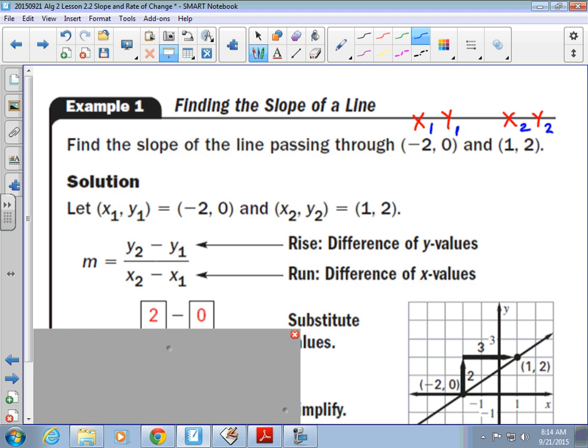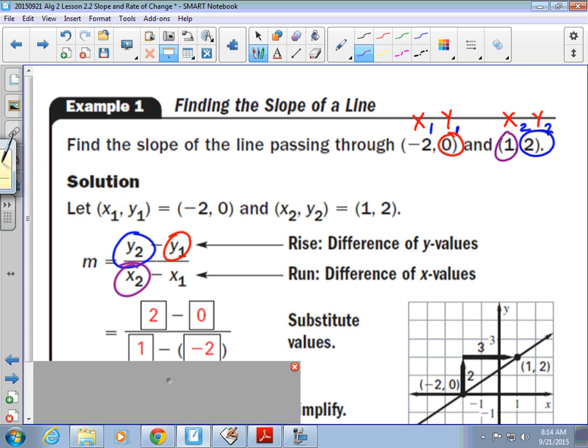So this right here asks for y sub 2. That's this value right here. So 2 minus, this one says y sub 1. That's this value right here, 0. And that's where 2 minus 0 comes from right there. The next part says x sub 2. That's this one, 1, minus x sub 1. This one right here, negative 2. And again, minus a negative.